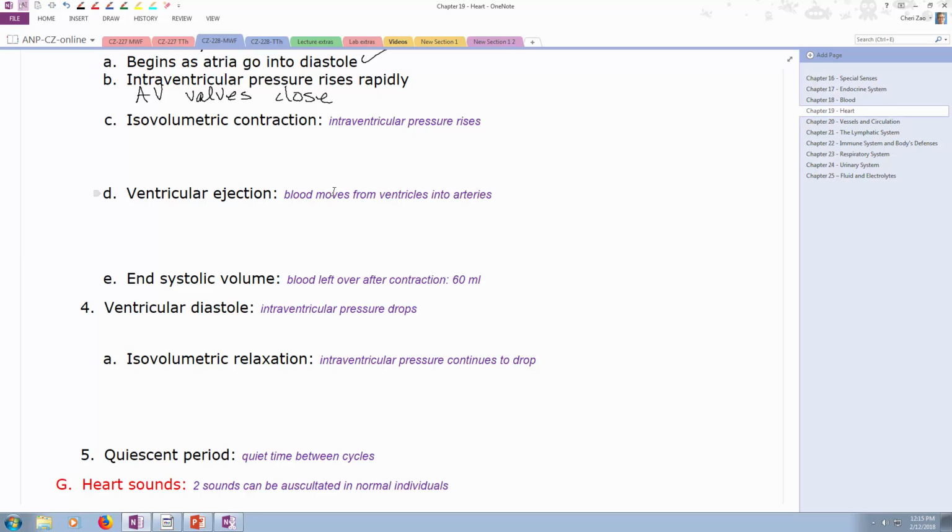Isovolumetric means same volume. So we have this volume inside, kind of like a water balloon. You have a water balloon in your hand, and you've tied off the top, and now we're going to squeeze it harder and harder. So the pressure inside the ventricle chamber on the blood is going to increase. And the harder you squeeze, the higher the pressure. Same process here. But isovolumetric means what other valves are closed? Semilunar. So AVs and semilunars are closed.